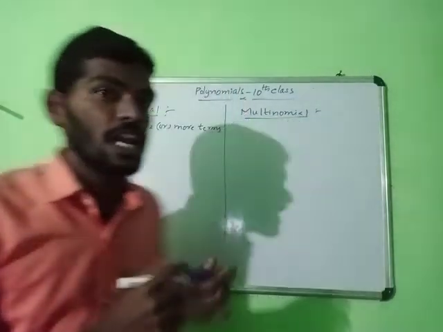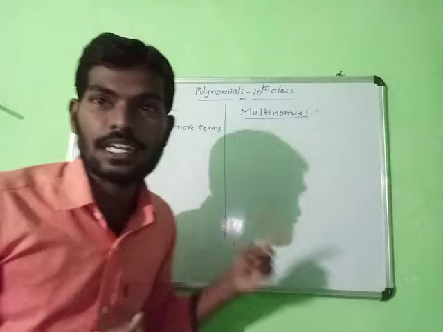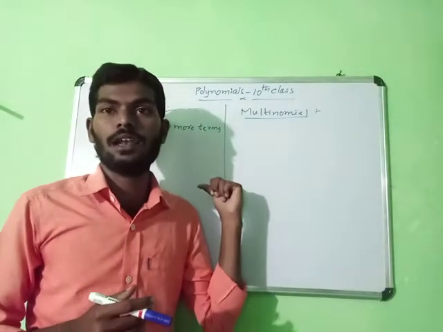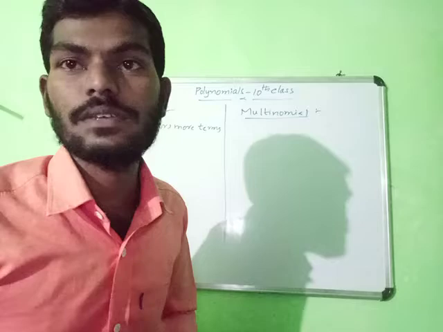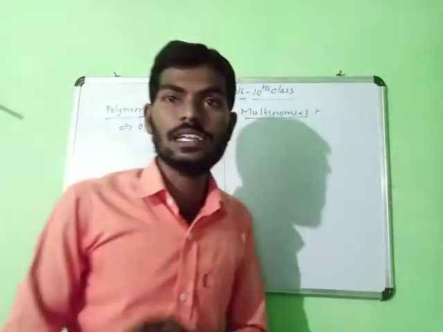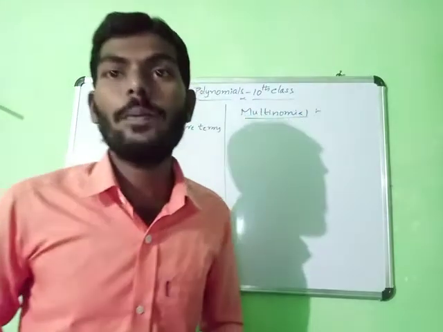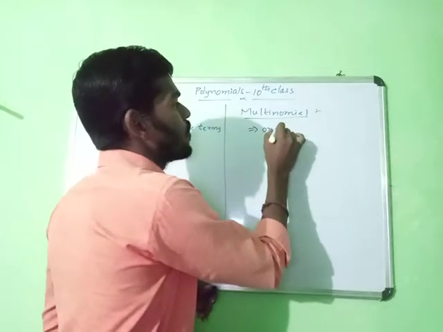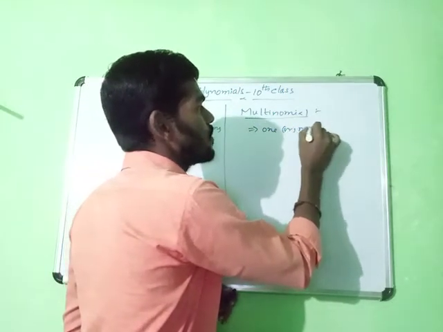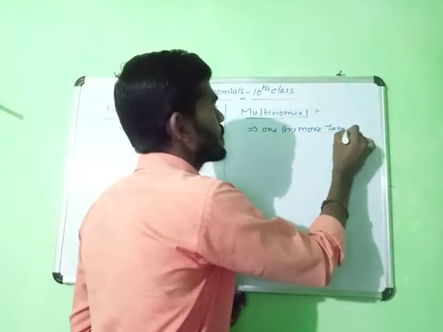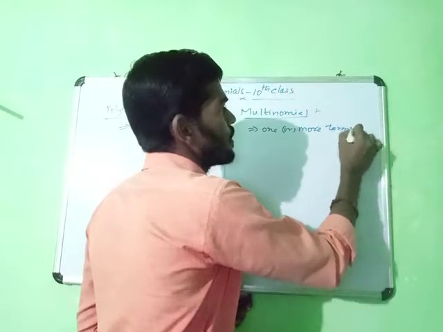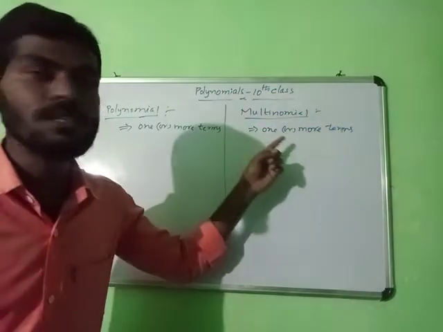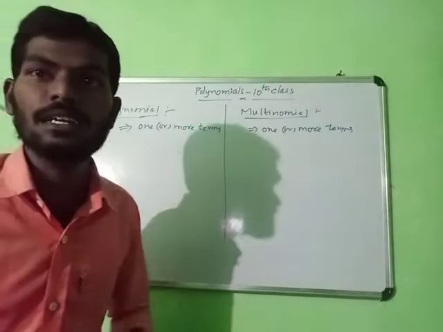Multinomial means this one, what? An expression containing one or more terms is called a polynomial. But a multinomial is a polynomial containing one or more terms.